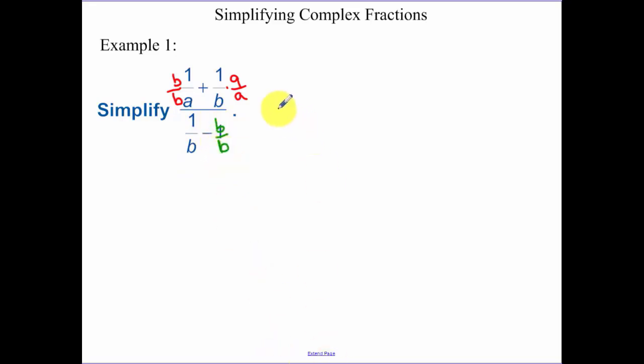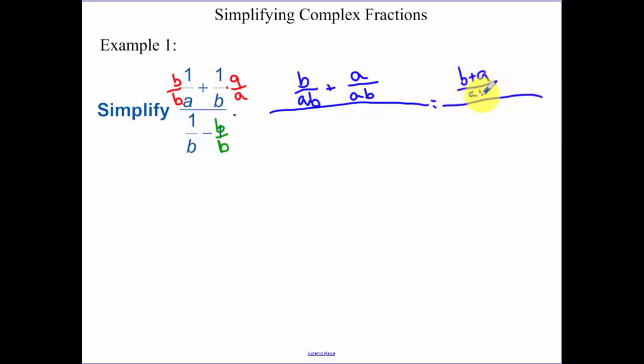So now, on the top, and I'm going to make a really big division symbol. On the top, I have b over ab plus a over ab, which is going to simplify to b plus a over ab. Now in the bottom, we have 1 minus b over b.